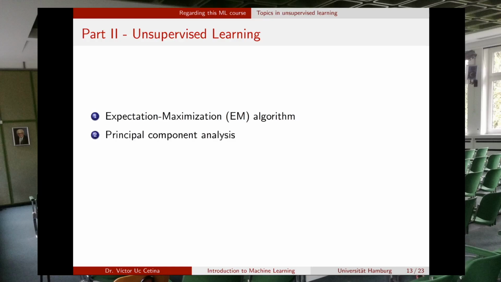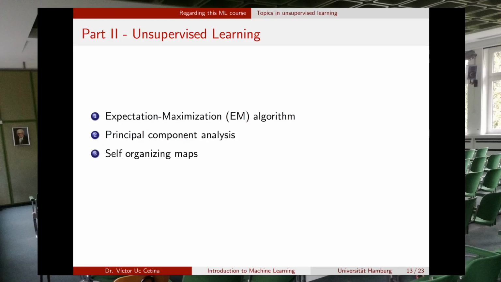Then we will talk about principal component analysis, and we will see how this method can be used to reduce the dimension of our data. The idea behind principal component analysis is to discover in which dimensions our data is more spread out, so it is easier to solve, for example, clustering problems.